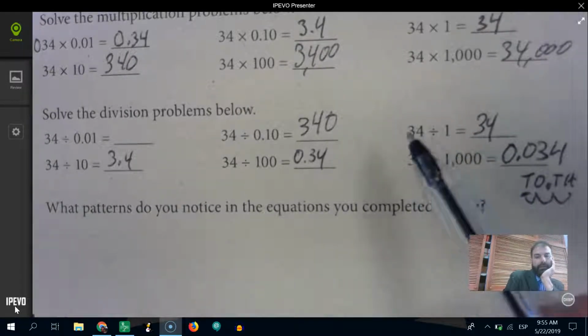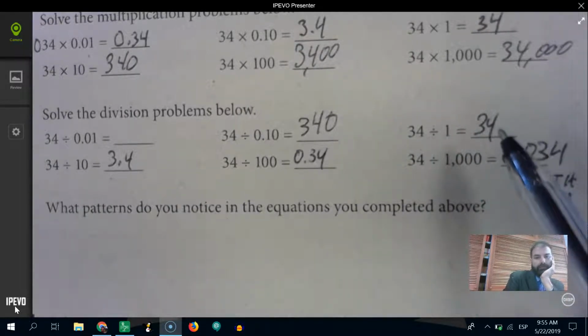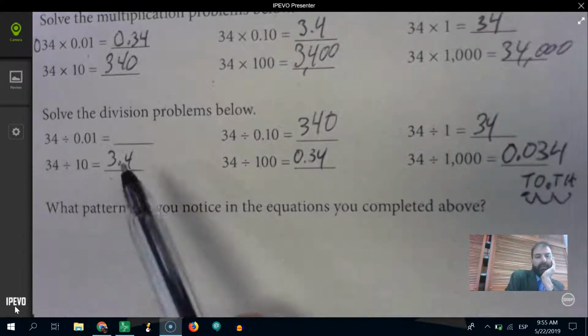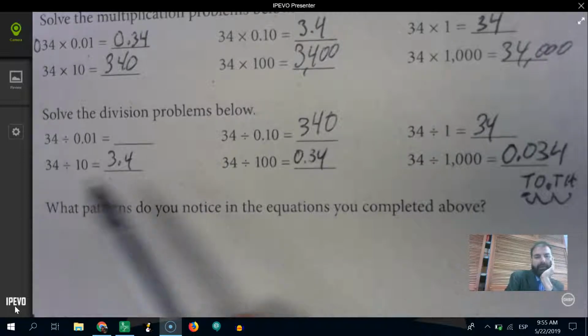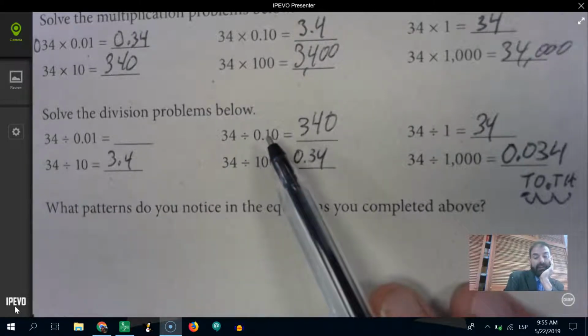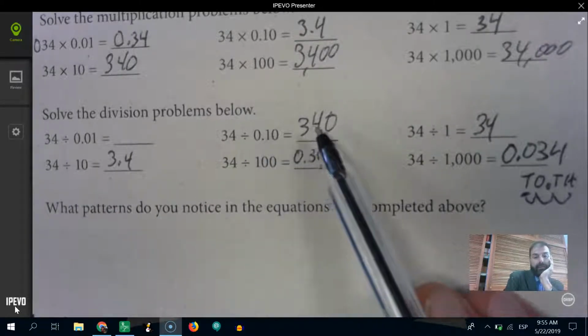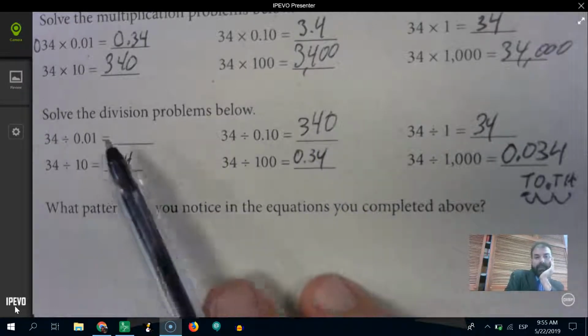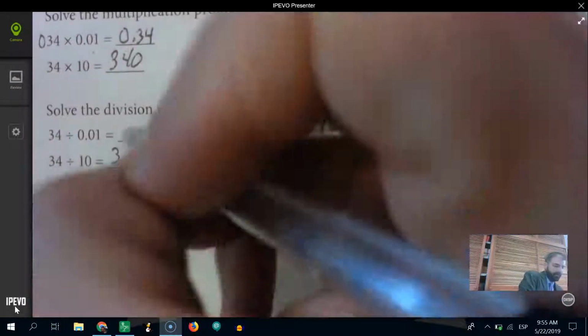How many ones are in 34? 34 of them. Is that right? How many tens? Yeah, 3.4 tens are in 34. How many hundredths are in 34? 340. And how many thousandths are in 34? 3,400.